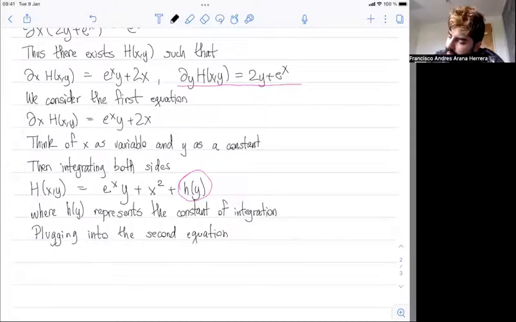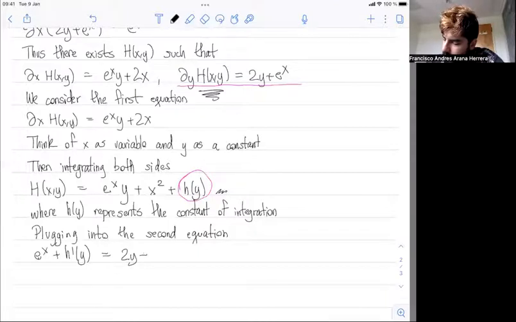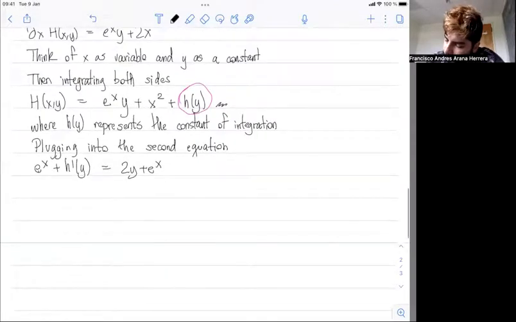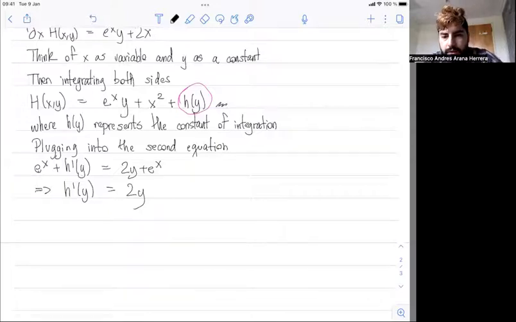Well, what do we get on the left-hand side? We get the partial with respect to y of h of xy. And what's that? Well, it should be e to the x. x squared doesn't depend on y, so it gives us 0, plus h prime of y. And on the other hand, I get 2y plus e to the x. So what this is telling me is that h prime of y is equal to 2y. And now this is an equation that we can solve and just say that h of y is equal to y squared.